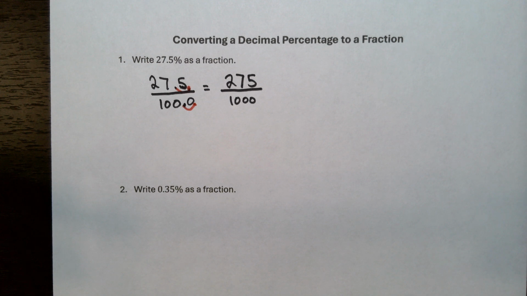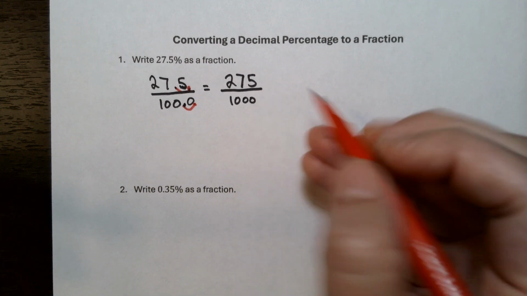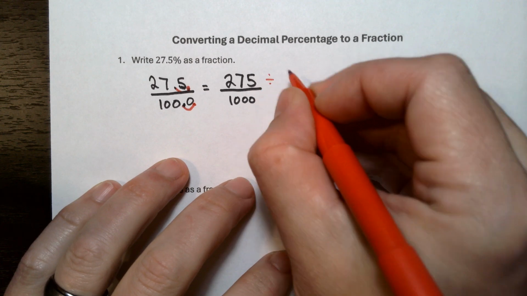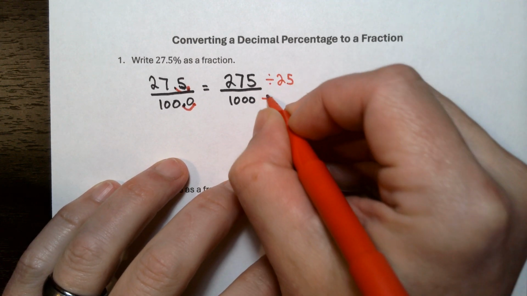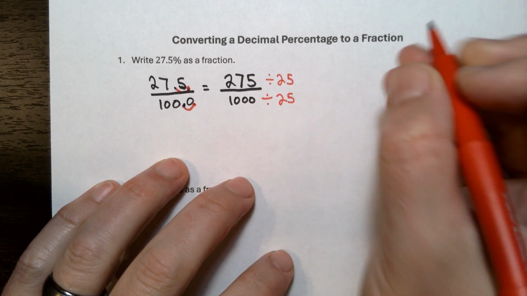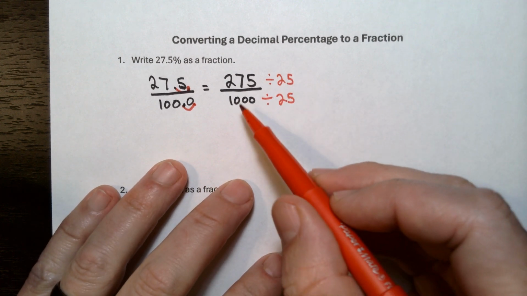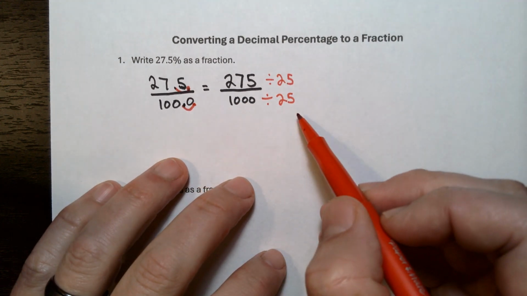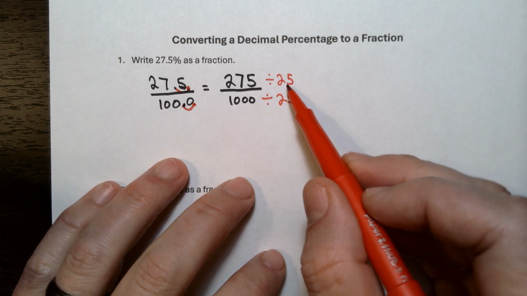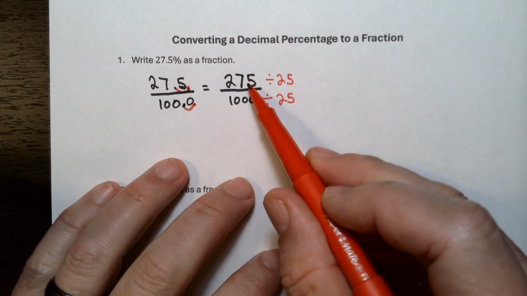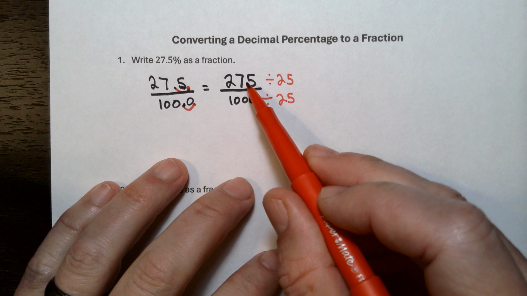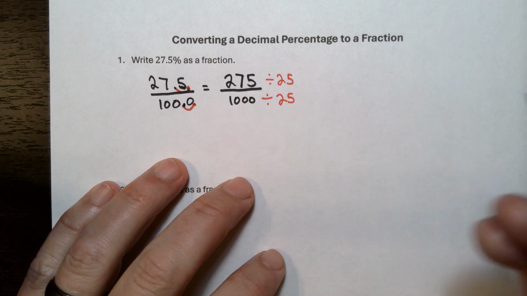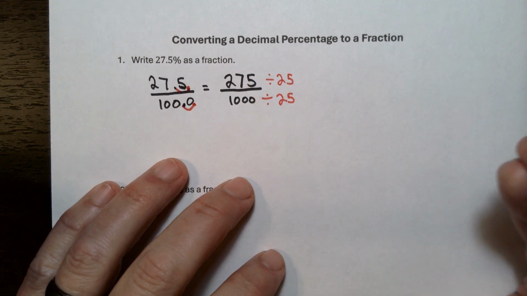Okay, so I want to see what do they have in common. Looks like they have 5 in common, maybe even 25 in common. Yeah, it should be 25 in common. So let's divide the top and bottom by 25. The reason I know that 25 goes into both of these is because this is 1,000. So if 25 goes into 100, it has to go into 1,000. And 25 goes into this because it ends in 75. Like 75 cents, 3 quarters makes 75 cents. So I know it's divisible by 25 as well.